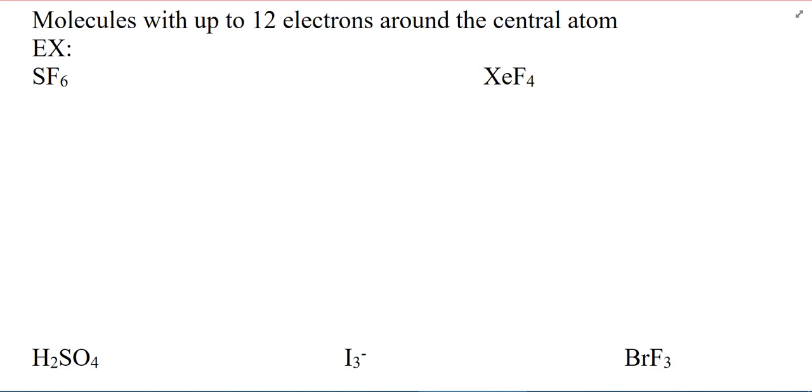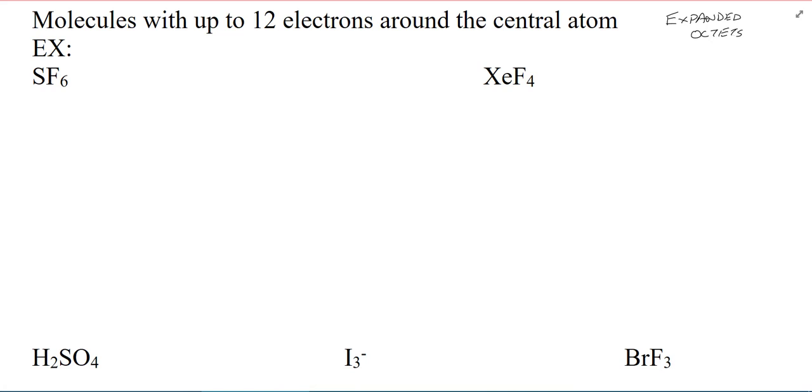Expanded octets. So molecules with 12 electrons around the central atom. These are expanded octets. All right, so we know these molecules exist. They violate the octet rule, and that's okay. Let's deal with it. Let's go.